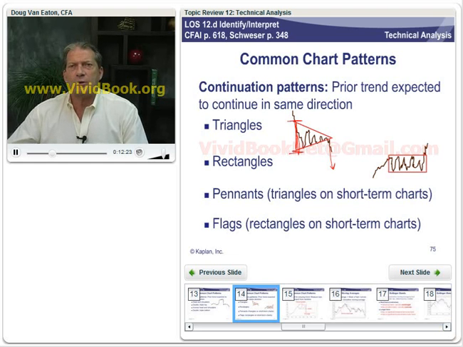Same thing with a rectangle. Now, pennants are just triangles on short-term charts, and flags are rectangles on very short-term charts. But we use them the same way.